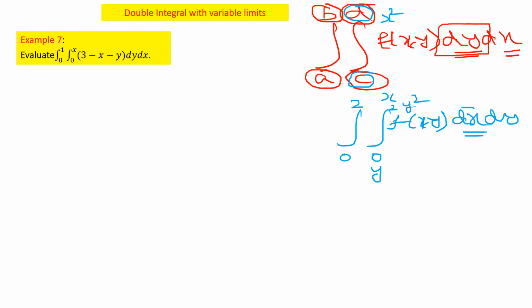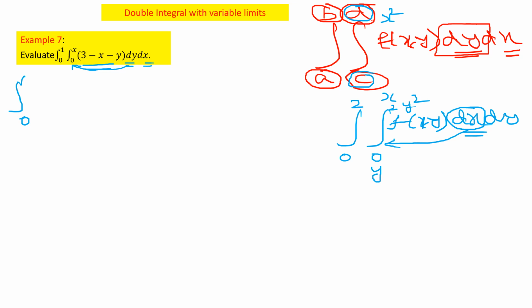Remember, if the innermost integration is dx, then the corresponding limit should not be in terms of x. It should be in the other variable. Let us see this example. Here we have 0 to 1 and this is my function. My order of integration is y first and x second. So see the limits here: one limit is 0, the other limit is the other variable. So the form is correct.